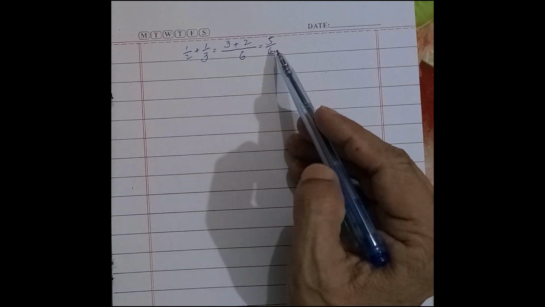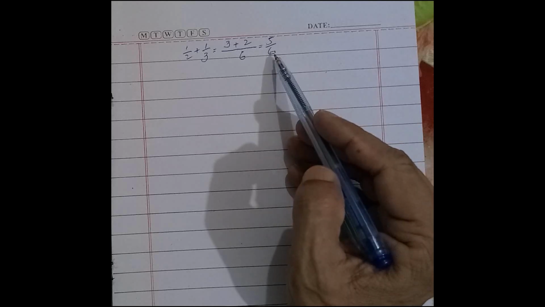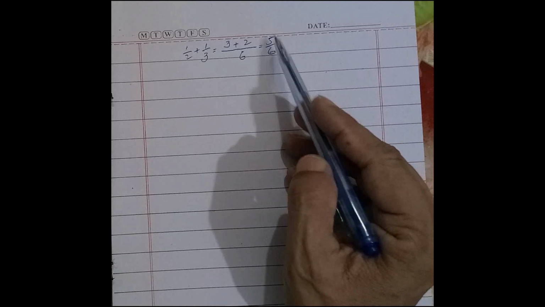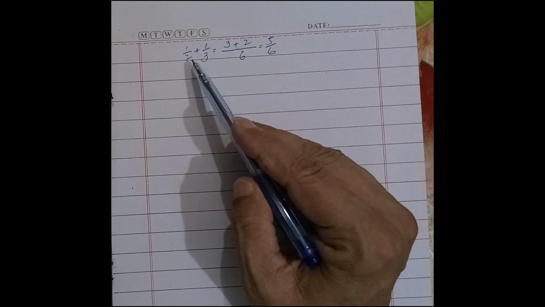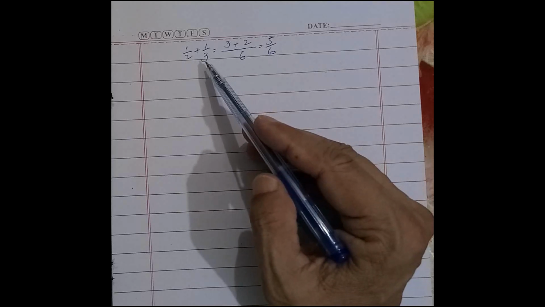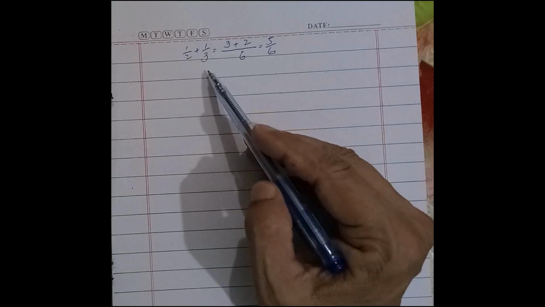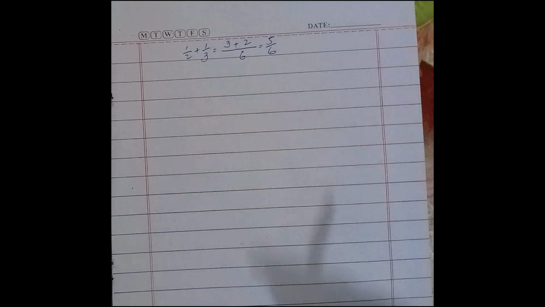We get the fraction 5 over 6 and we convert it into its original fractions, the component fractions or partial fractions, meaning 1 over 2 plus 1 over 3. This is the method we adopt to solve algebraic expressions. Let's start exercise 4.1.